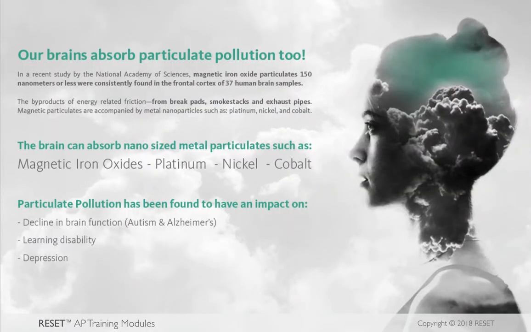And PM affects our brains as well. Regardless of where you are, these particles accumulate in body fat and in brain tissue. And once they get in there, they're locked in there and we can't get rid of them. So again, this is that bioaccumulative danger that I started talking about at the beginning of this module. And we're finding out that particulate pollution has an impact on brain function. It's being attributed to things like autism, Alzheimer's disease, learning disabilities, even depression.